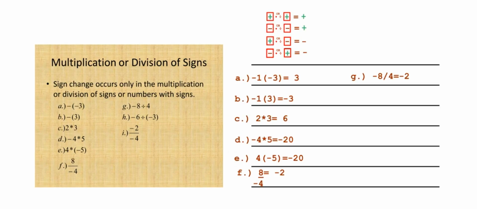G. 8 divided by 4. Well, we can write it with a fraction sign, as in the F problem. In G, I've written it with a slash, or as shown in the slide, with the division sign. They all imply division. So 8 divided by 4 is still 2, and they have opposite signs. One's negative and one's positive, so negative 2 is the answer.